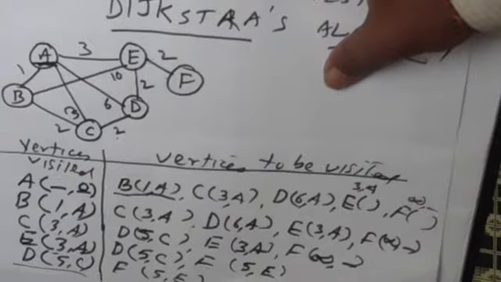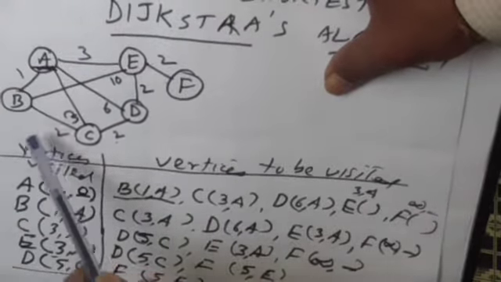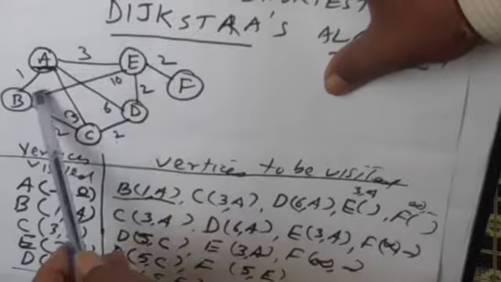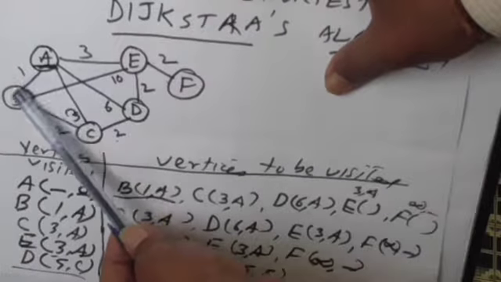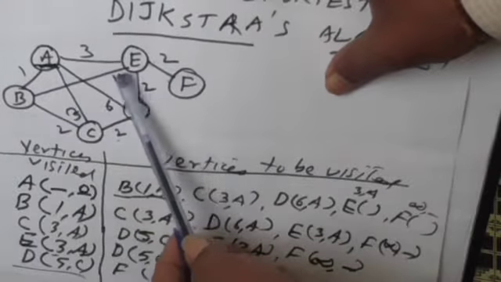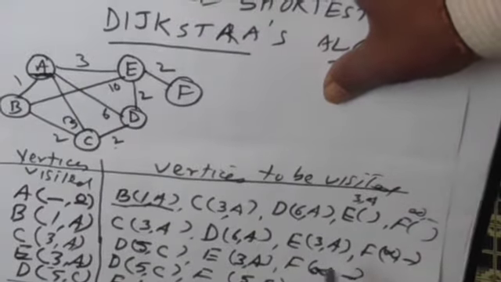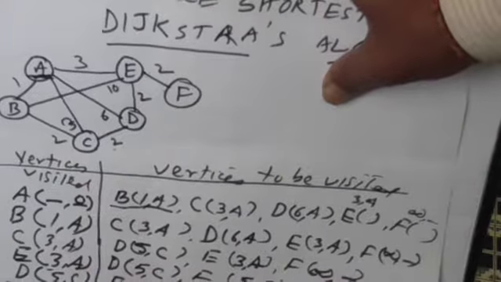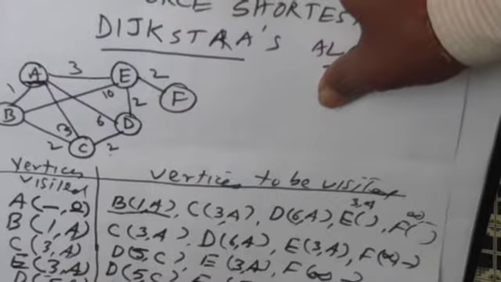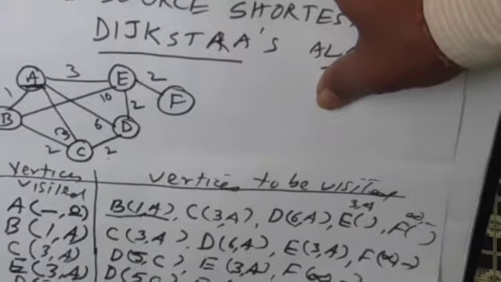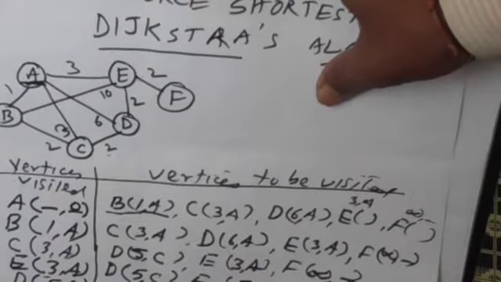And similarly, from B to E there is an edge. From A to B the distance is 1, and B to E it is 10. So 10 plus 1 is 11, which is not an improvement over this 3. Therefore there is no change in the values in this phase. And anyhow there is no edge to F, so F remains infinity with no change.